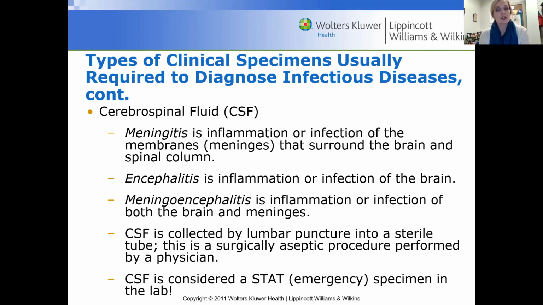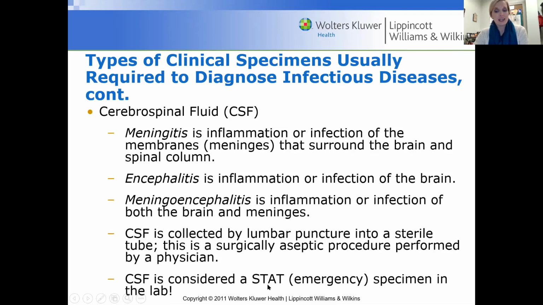Encephalitis is going to be inflammation or infection in the brain. And then meningoencephalitis is the combination of the two. So it could be inflammation of both the brain and the meninges. So if one of these is suspected, then we need to take a cerebrospinal fluid sample. Nurses will not perform this procedure. It is collected by a lumbar puncture into a sterile tube. This is a surgical aseptic technique that is going to be performed by a physician only.